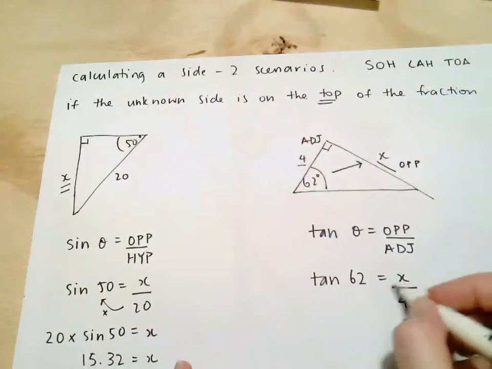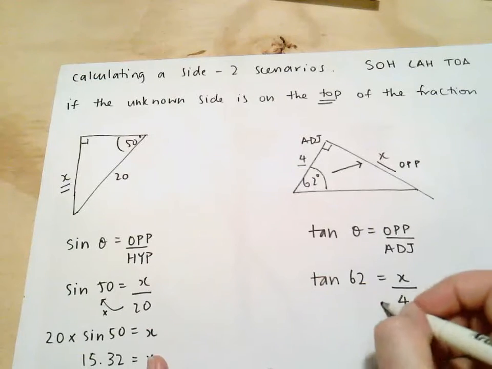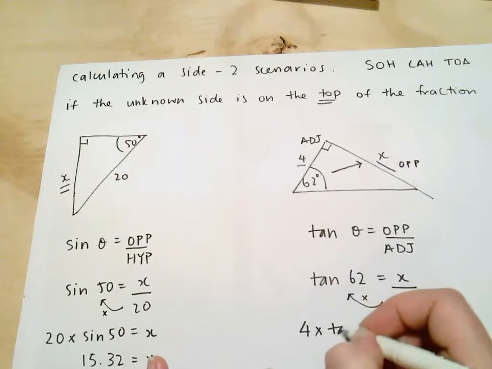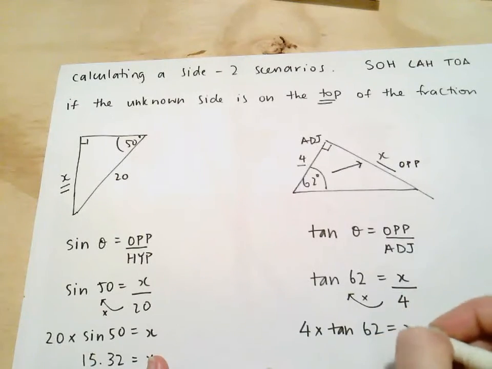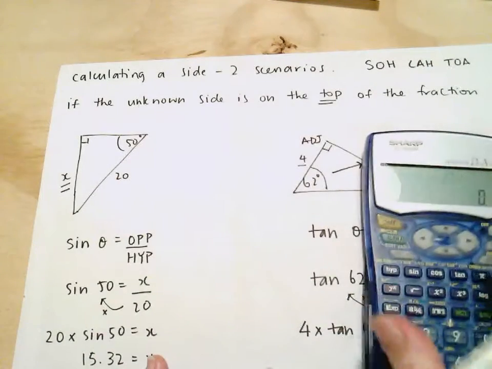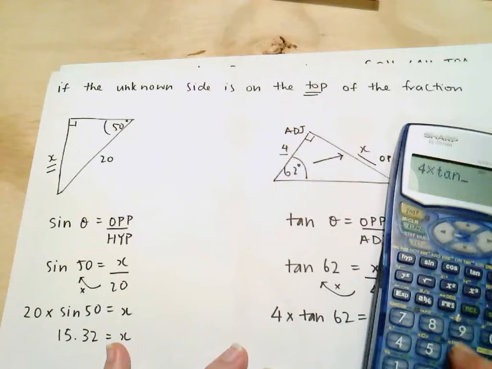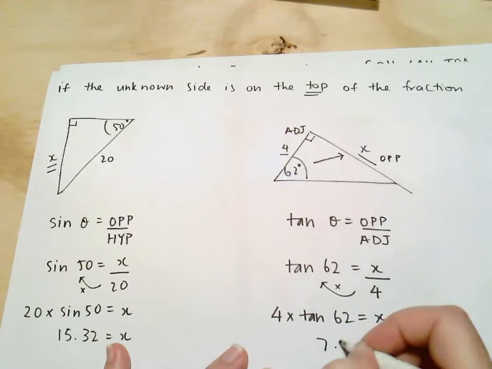Again, you can see that the 4 is on the bottom of the fraction, so I move that up by multiplying. So 4 times tan 62 will give me x. So again, I just type that in. 4 times tan 62 equals, in this case, 7.52.